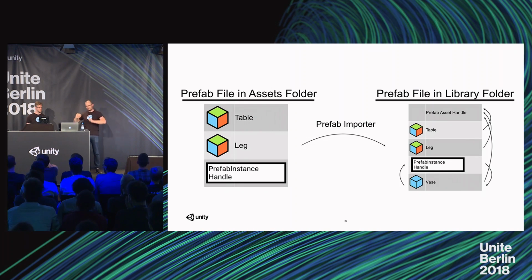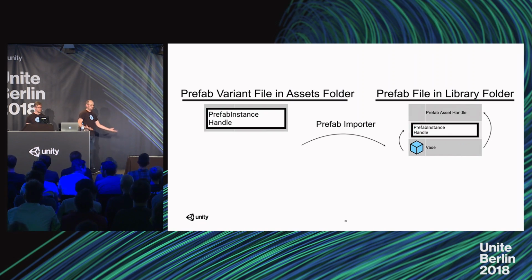So there's a lot of pointers jumping around here. But that is the basic concept of nesting. We just treat it as a scene, and we process it during importing. We bake everything out into the library folder. So I guess you can imagine what happens to variants. A variant is just a scene file with a single prefab instance. And when the importer detects that there are no game objects, but just a prefab instance, then it also registers it as a variant.